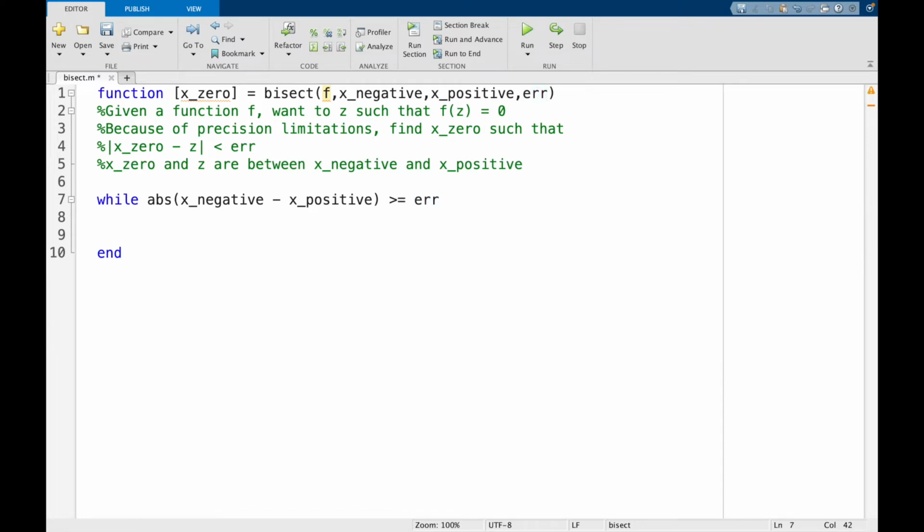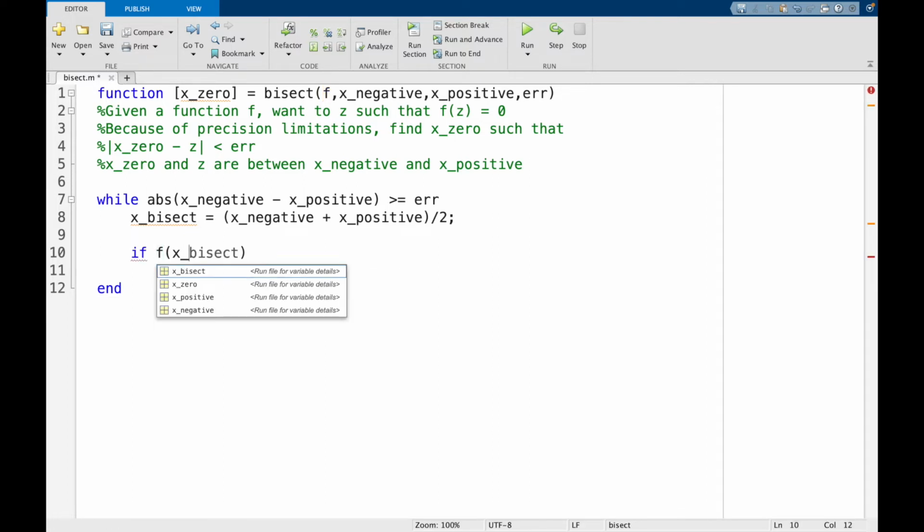So remember how we define x bisect? What we do is we just take the midpoint of x negative and x positive. So this is going to be x negative plus x positive divided by 2. Then what we do is we check. So is f at x bisect less than 0? If it is, it becomes our new x negative.